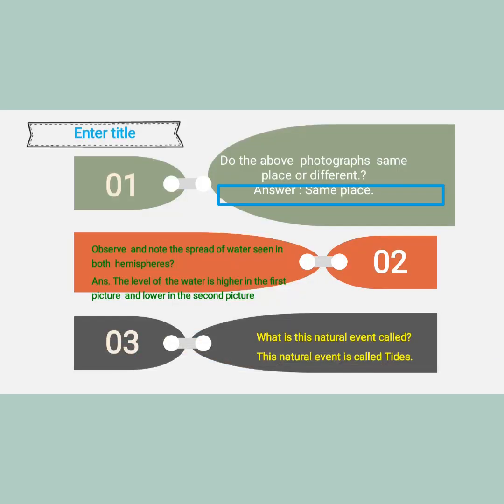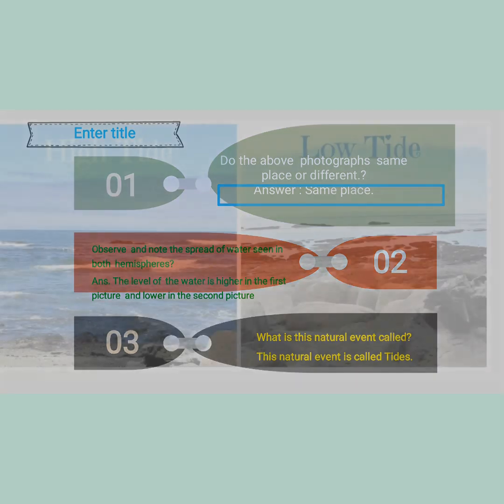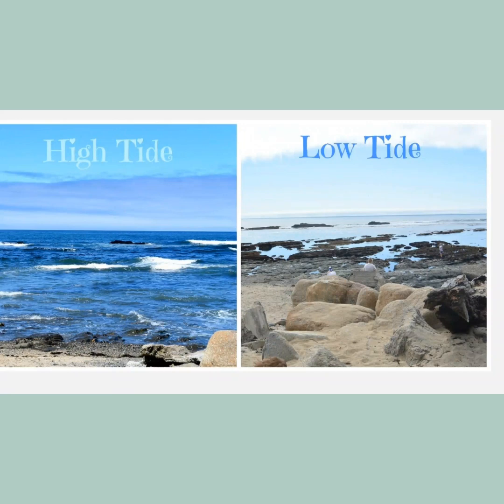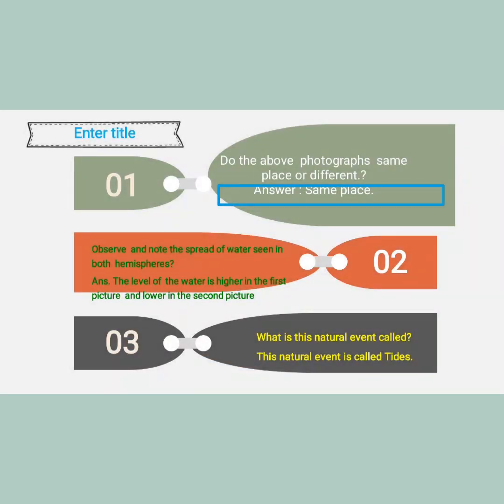And observe it. The answer over here is that the level of the water is higher in the first picture and lower in the second. Where high tide is shown, the level of the water is high. And where low tide is written, the level of the water is low. Now, what is this natural event called? This natural event is called tides.